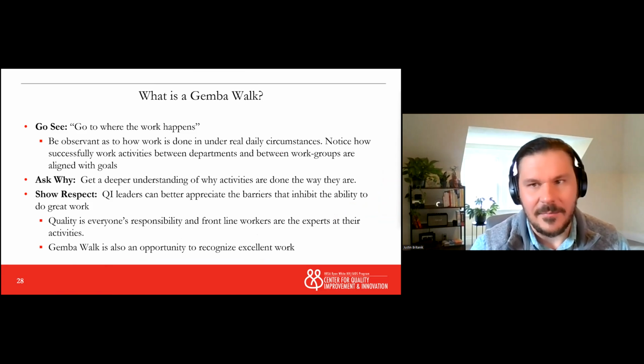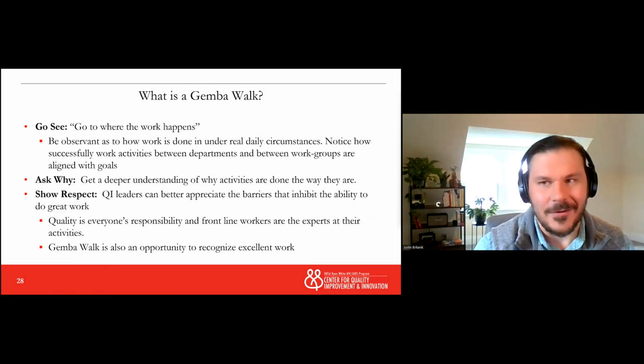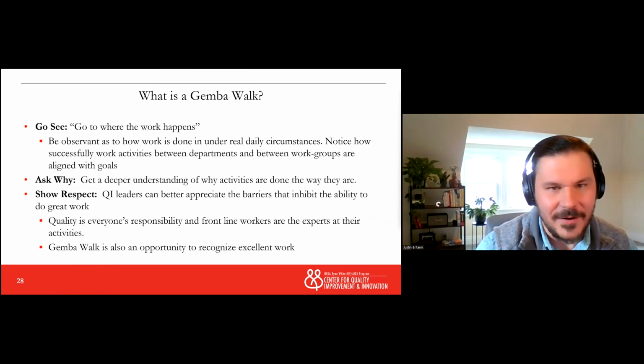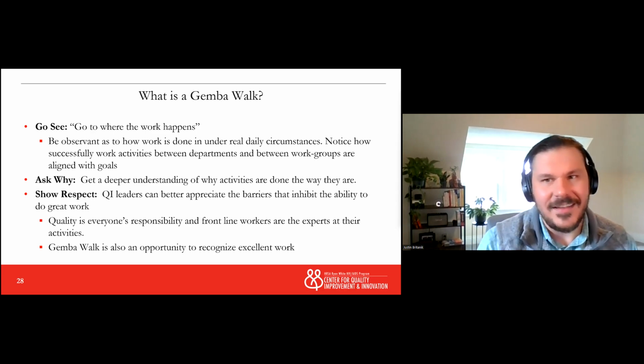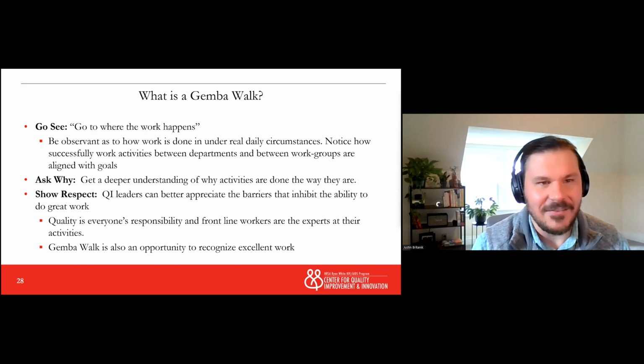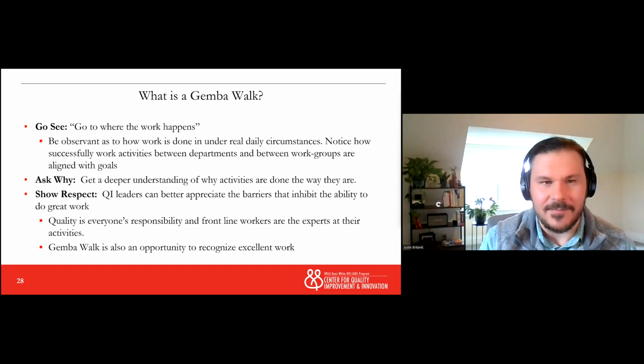This isn't meant to be a quality improvement team or leader spying on the folks in the process. It's really meant to be done just to see how things are going, and to make it feel less like a site visit and more like a quality improvement activity. We're going to ask why. We're going to get a deeper understanding of why folks are doing things the way they are. And the most important thing to making it not feel like a site visit or spying is showing respect.